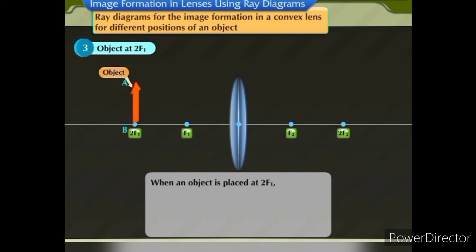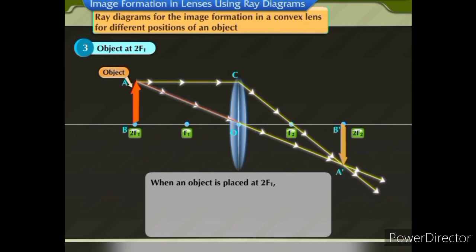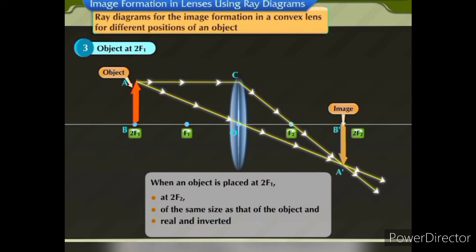Object at 2F1. The ray AC passes through F2, while the ray AO passes through the optical center without any deviation. Hence, the image A'B' is formed at 2F2. The image is of the same size as that of the object, real and inverted.